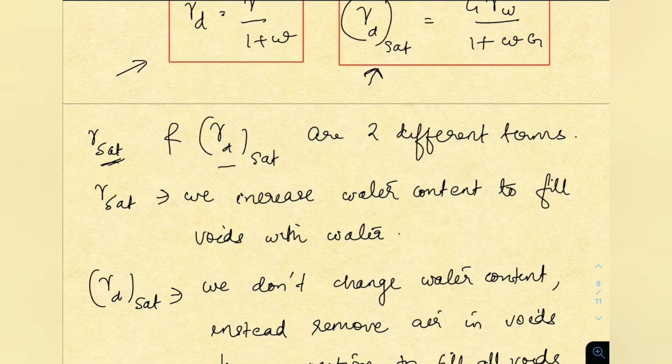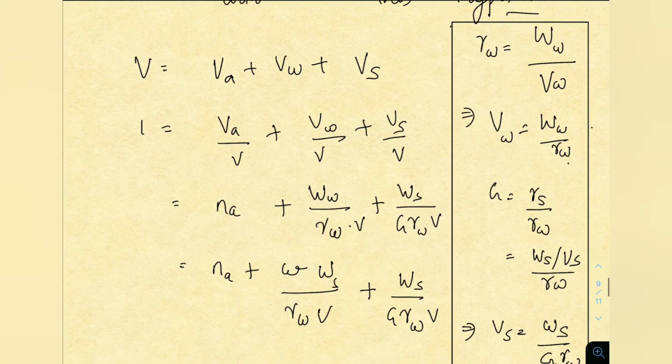So these are the expressions for gamma d and gamma d sat. Sat means saturated. Okay. Now we have to get an equation related to percentage air voids and gamma d. For that, we know that total volume is equal to volume of air plus volume of water plus volume of solids. So if we divide by V, that will become 1 is equal to Va by V plus Vw by V plus Vs by V. So Va by V is na, percentage air voids, plus this Vw.